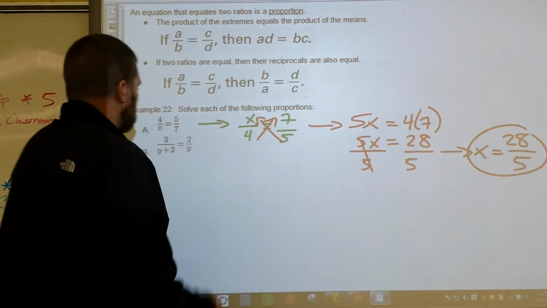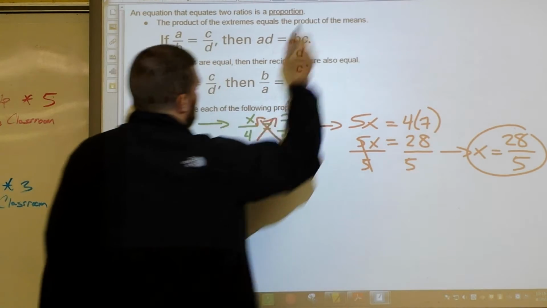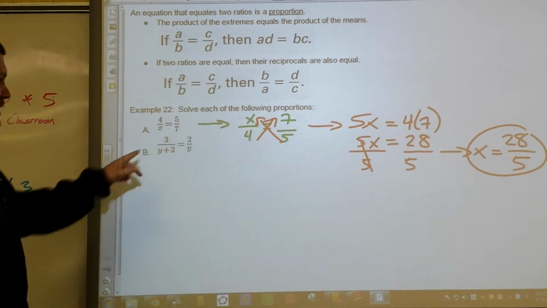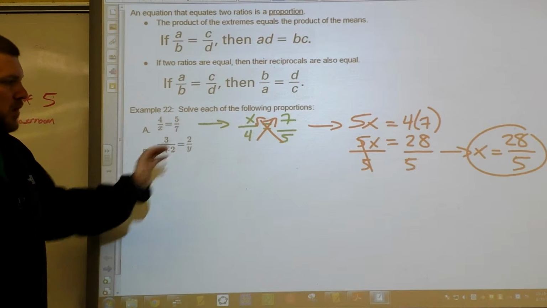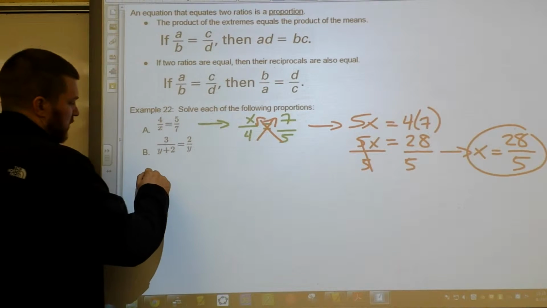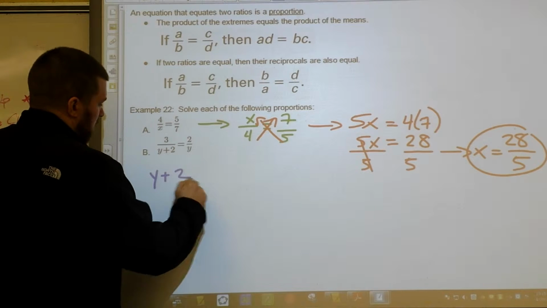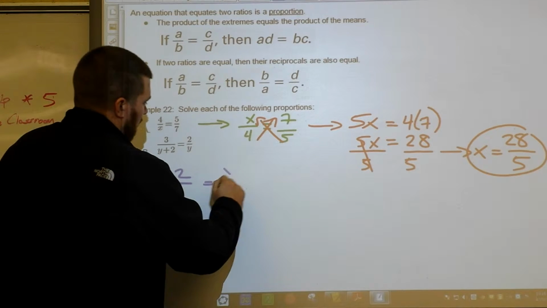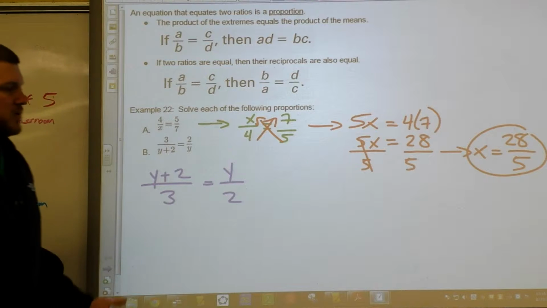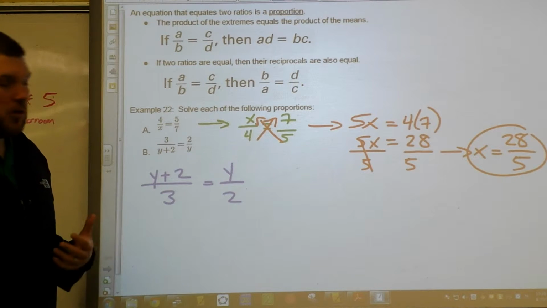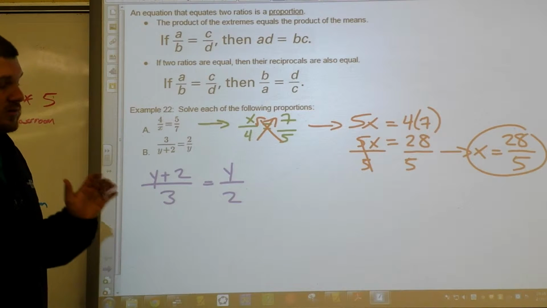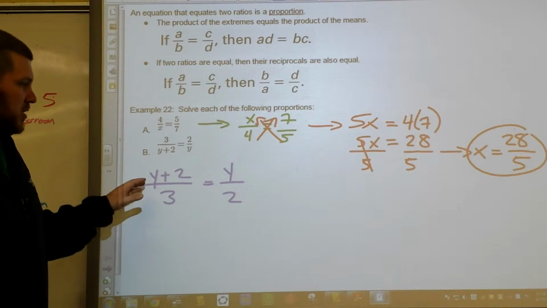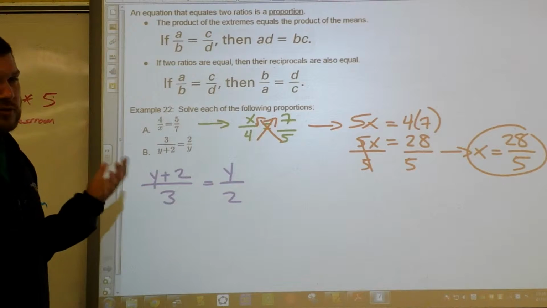Okay, now let's do the similar idea with part B in example 22. Again, I have a variable on the bottom, so I don't really like that. So what I'm going to do is flip both fractions, and again, you have to flip both. So I have y plus 2 over 3 equals y over 2. The only reason I flip both fractions here is because, for me at least, it's easier to solve these problems when the variable is on top. Okay? It can be solved if the variable is on the bottom, it just throws in an extra step or two.